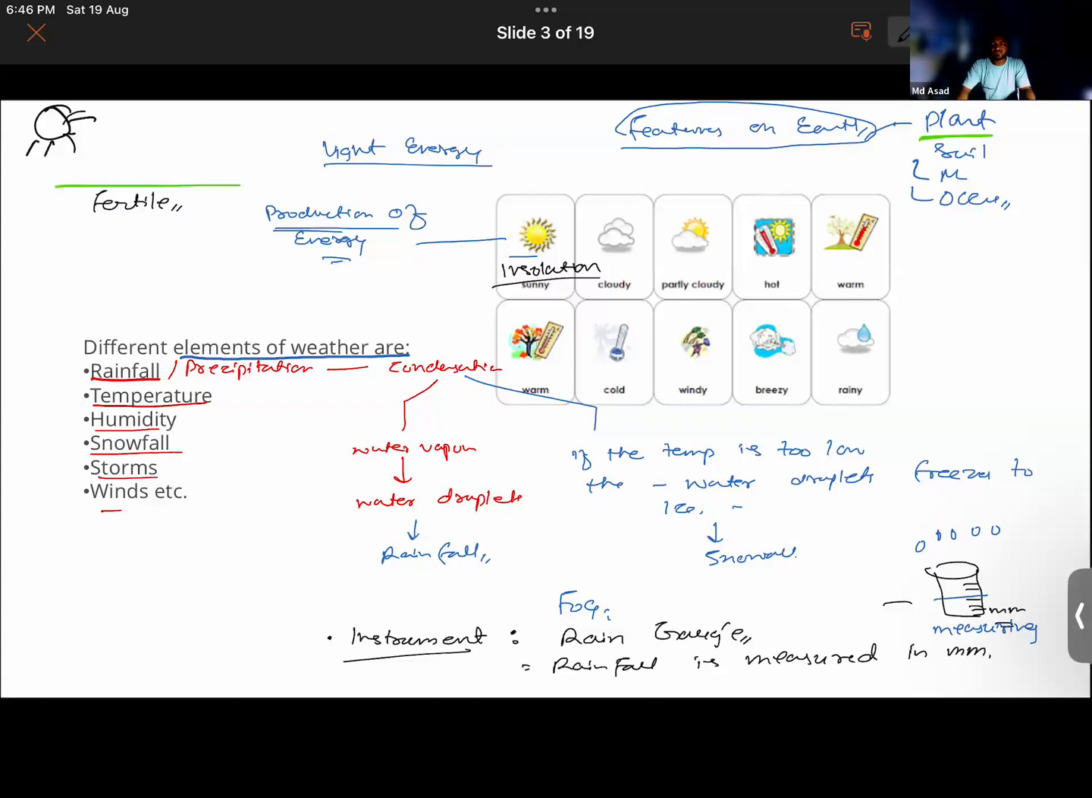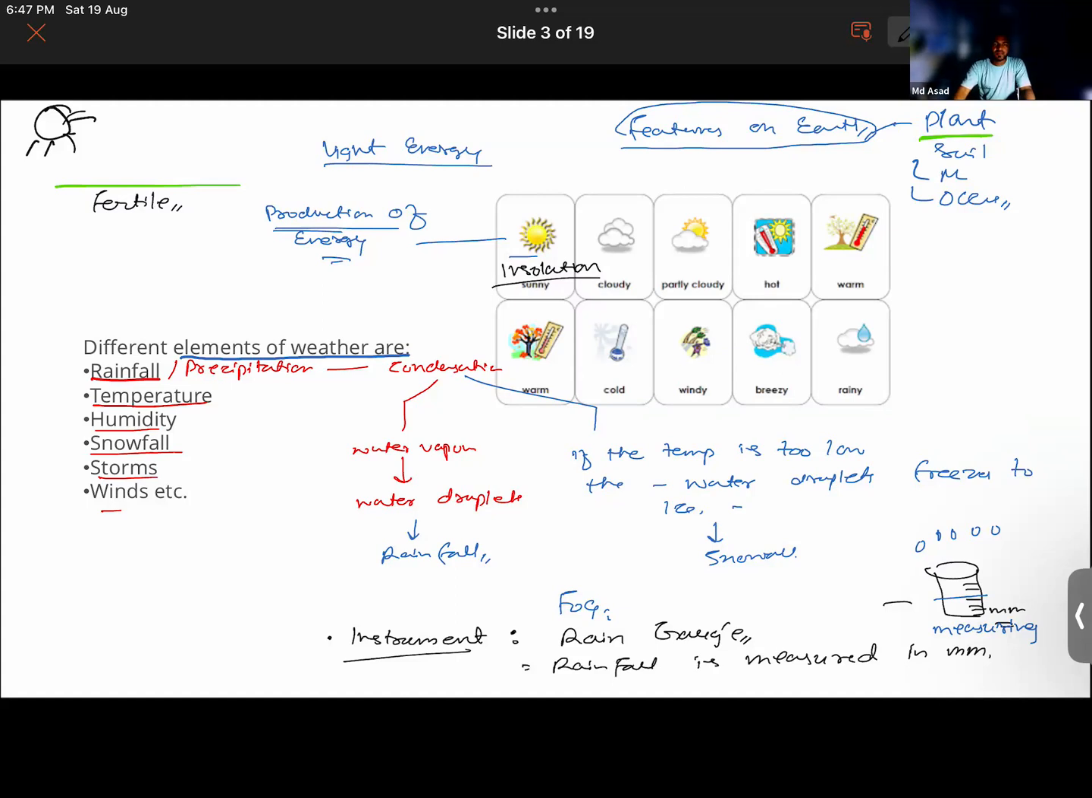Now as we are talking about oceans here, there are aquatic plants in the oceans as well. They also do the process of photosynthesis. So the amount of insolation also influences aquatic plant life. Getting it, guys?